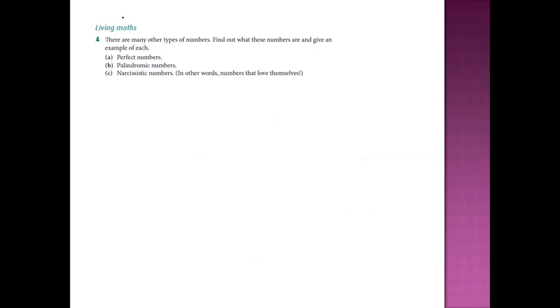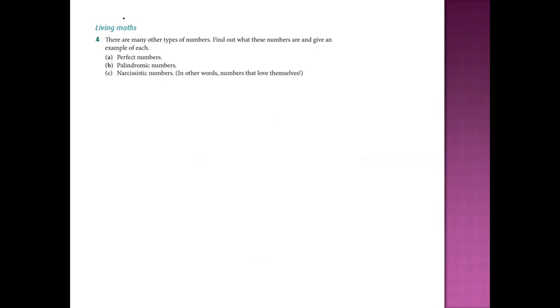And the last one, or rather an example of the last one, is living math. There are logical questions. There are many types of numbers. Find out what these numbers are and give an example for each. For example, what are perfect numbers? What does it mean, perfect numbers? You can search with your Chrome or Google, okay?